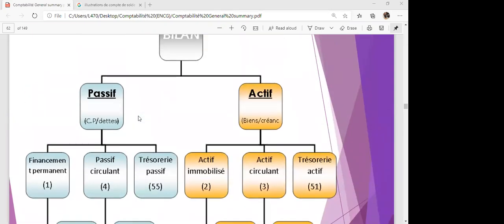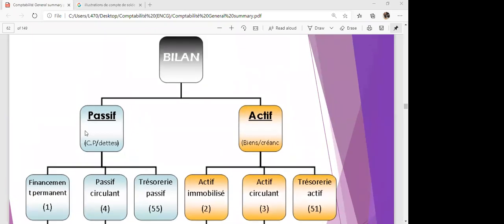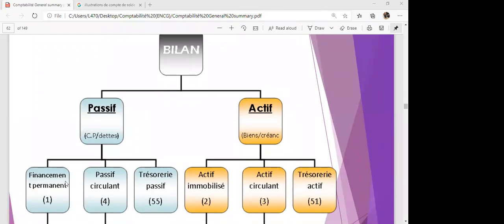So moving on to the passive side, which is the credit side of the bilan. We have financement permanent. Financement permanent, we would classify them as loans from lending institutions or just other people, the loans we use to start our business with. Then we have passif circulant. So these are loans as well, but the difference between financement permanent and passif circulant is that financement permanent are loans that we hope to repay after a period of 1 year, and these passif circulant are loans that we repay during or in less than a period of 1 year. So what really makes the difference here is the duration of payment.